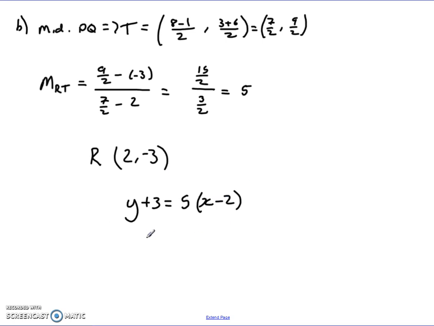Multiply it all out and get it in the form. So I then end up with y equals 5x minus 10, and I've got a plus d here which goes over there, minus 13. Or, again, you can write it in the other form, y minus 5x plus 13 equals 0. So I've now got the two equations of my line.